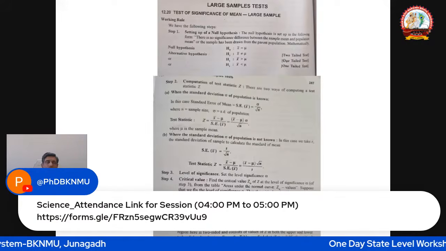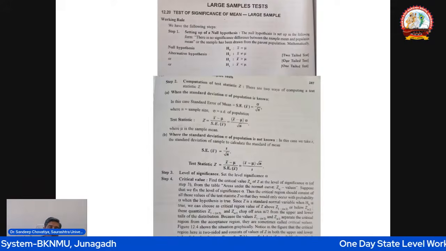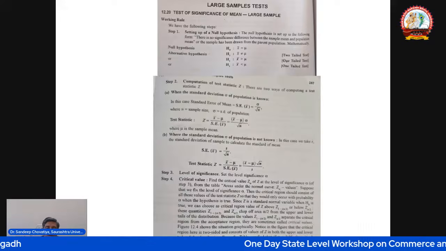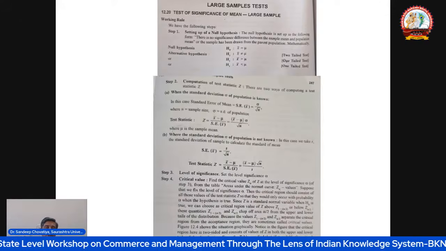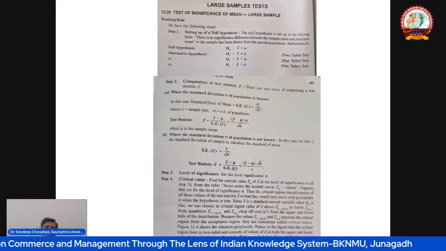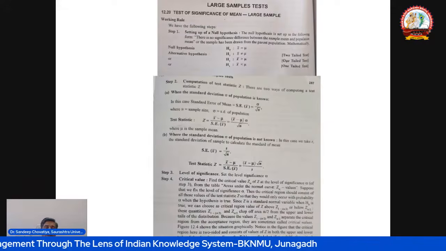alternative hypothesis. Step number two, computation of the test statistic for the Z test. There are two ways of computing the Z statistic. Number one, when the standard deviation of the population is known, then we calculate the standard error with the help of the following formula. Here you see that the standard error of the sample mean is equal to sigma, the standard deviation, divided by the square root of n.